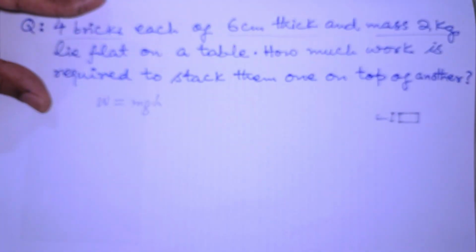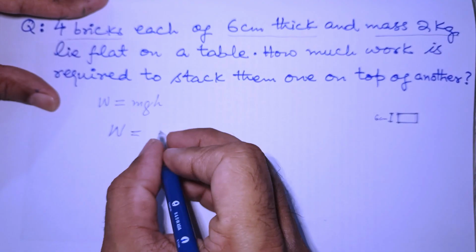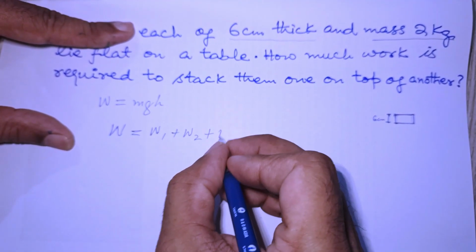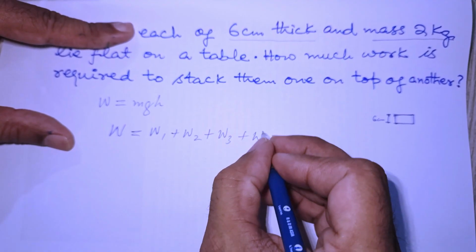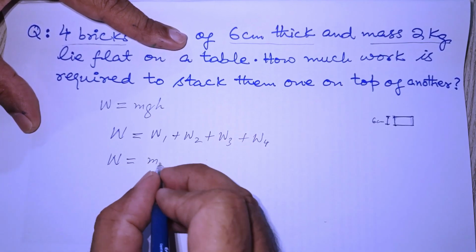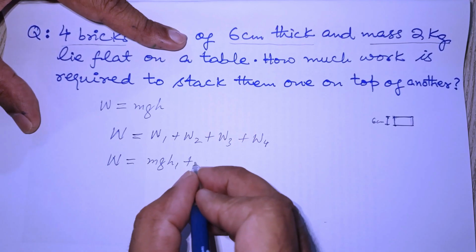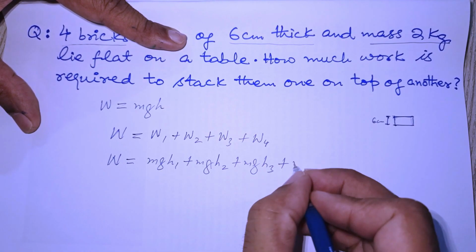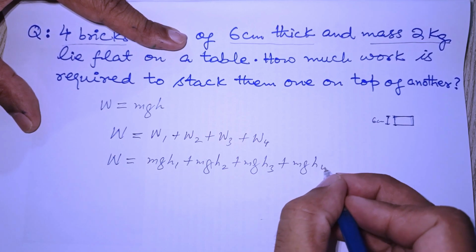So this is the structure of the problem. W equals W1 plus W2 plus W3 plus W4. So W equals mgh1 plus mgh2 plus mgh3 plus mgh4.